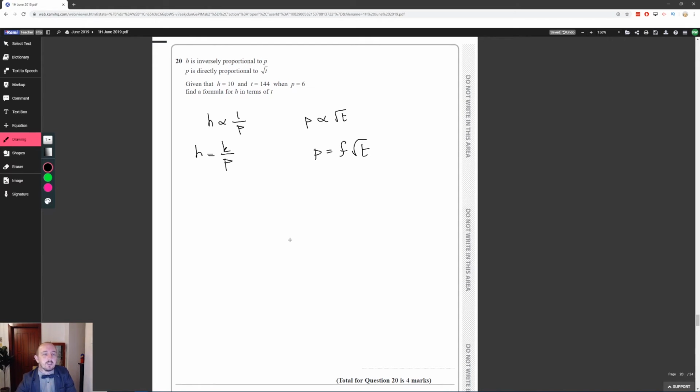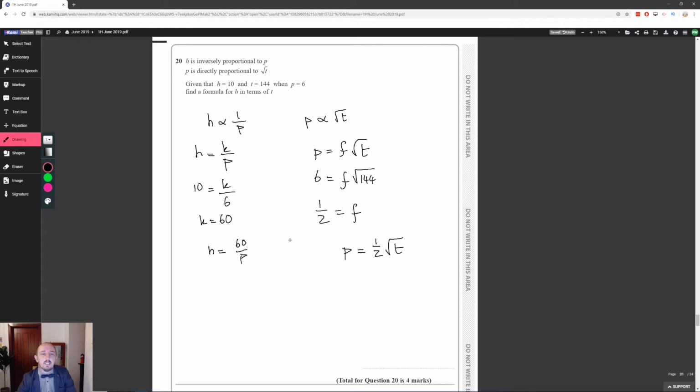So we can substitute in some of these values. When H equals 10, then P is equal to 6, so K is equal to 60, and then we can rewrite this as H equals 60 over P. And in this case, when P is 6, then T is going to be 144, so root 144, which is 12. So I'm going to divide both sides by 12, and I get 6 over 12, which is a half. So a half equals F, so this one is P is equal to a half root T.